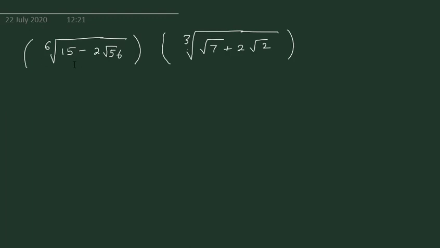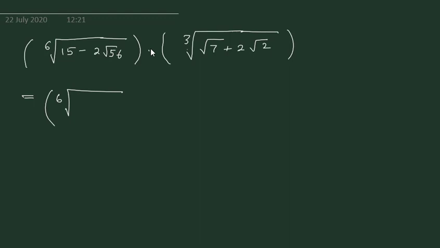We have to find the value of 6th root of 15 minus 2 root 56 into 3rd root of root 7 plus 2 root 2. Now here, we first write what is given.